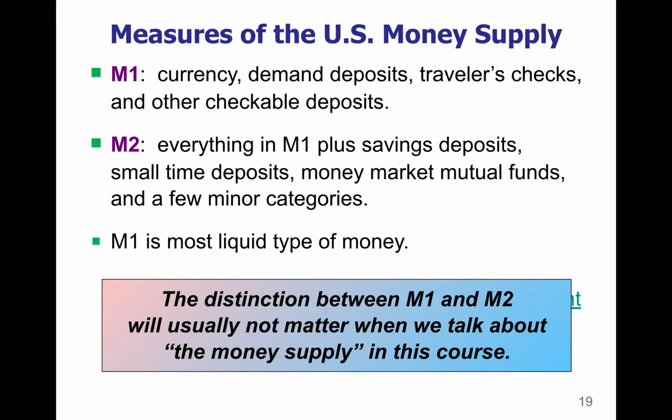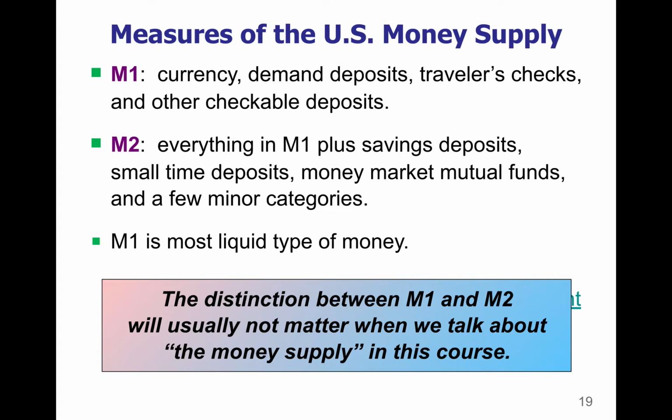M2 includes everything in M1, but also savings. So savings account deposits, other types of small time deposits at banks. And then most average banks also have other supercharged ways for you to save money, like money markets, certificates of deposit, and other minor categories. So M2 is larger than M1 because it's both the checking and the savings.